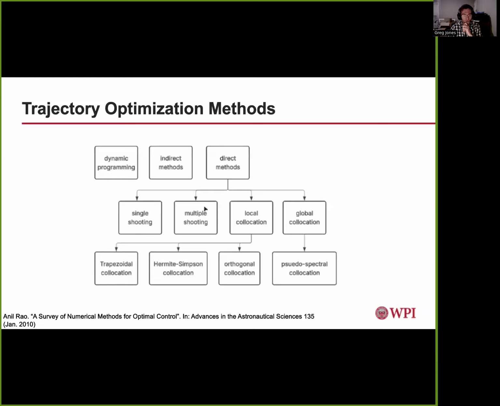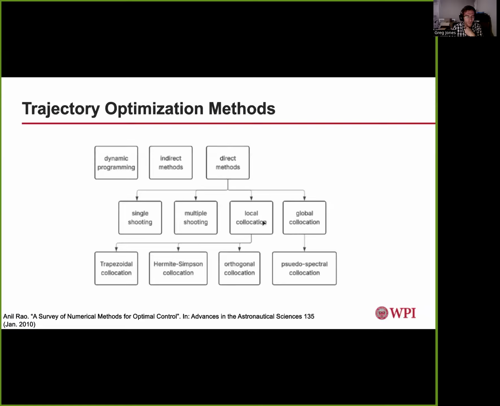However, the multiple shooting is less sensitive. And then for global collocation methods, fit a single higher order polynomial to the entire trajectory. And they're generally quite accurate, but more difficult to implement than the local collocation methods.